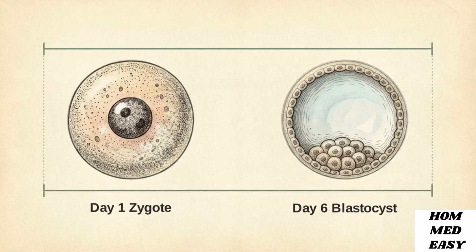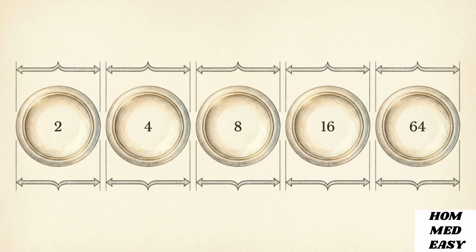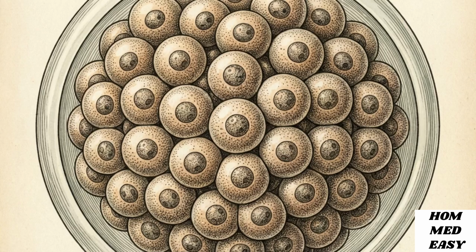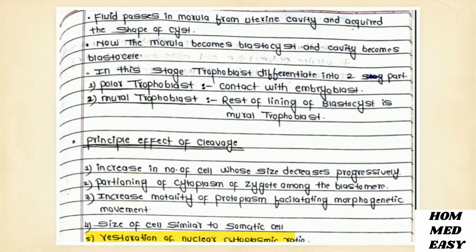If we compare the day 1 zygote with the day 6 blastocyst, we find their total outer diameters are identical. Over 5 rounds of division, the cell count has multiplied, yet not a single micrometer of overall growth has occurred. The massive initial cytoplasm has been successfully partitioned into dozens of functional blastomeres. The nuclear cytoplasmic ratio is now fully restored, allowing each of these new cells to operate normally.